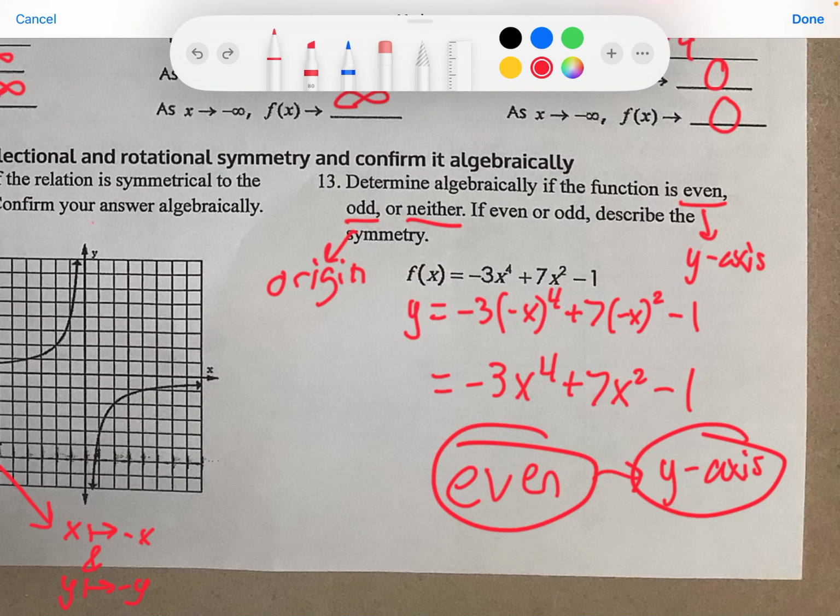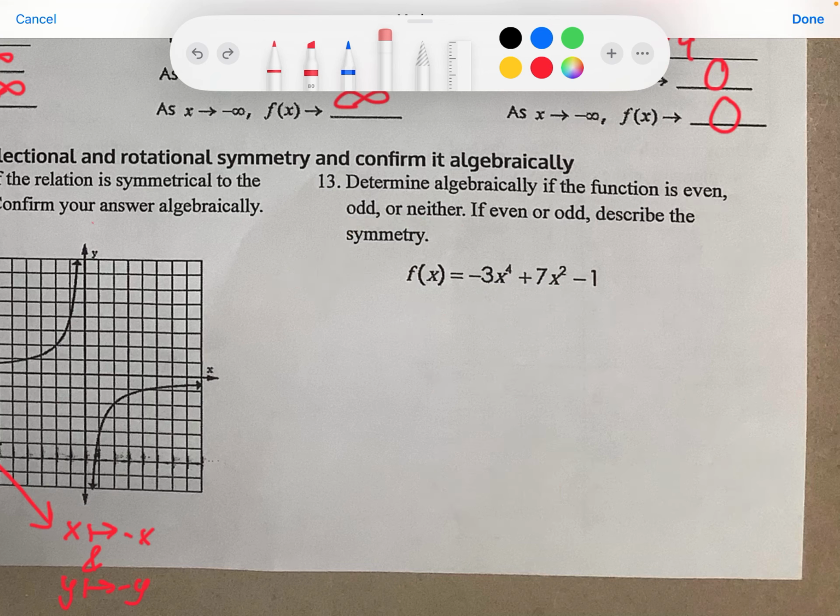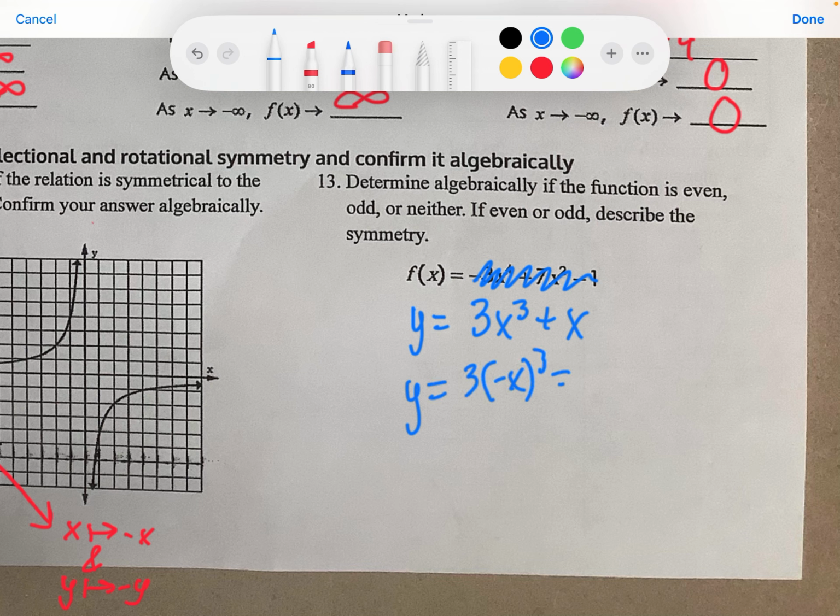I'll do one more example of this just to make sure that y'all can see what it looks like when you have an odd function. But pretty much we're done with all the examples here. So let's say I change this to be 3x cubed plus x. This is going to end up being odd. Let's see how. Well, if I set y equal to that, now I'm going to replace x with negative x. This is negative 3x cubed minus x.